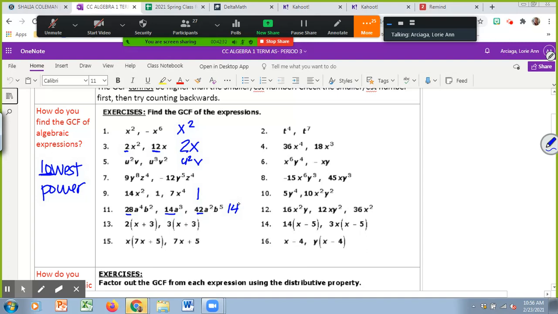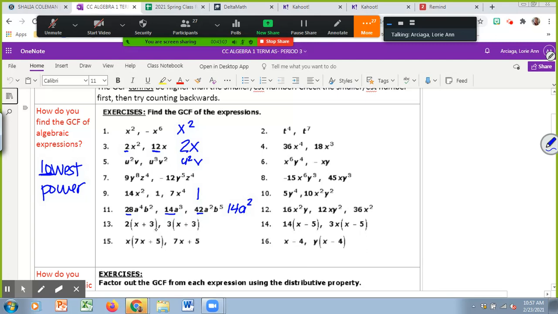So what's the lowest a power? 2. Very good. Now what's the lowest b power? No b. Very good, because the middle one doesn't have a b. So in other words, you can't share something that you don't have. So if you don't have a b, then the GCF can't have a b either.